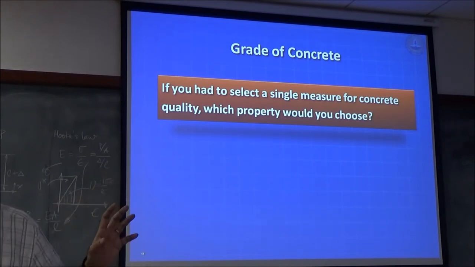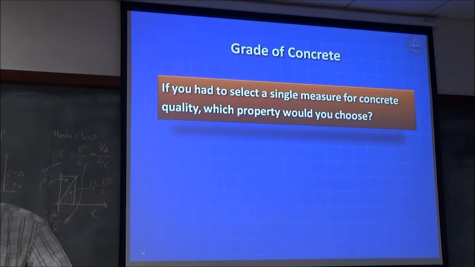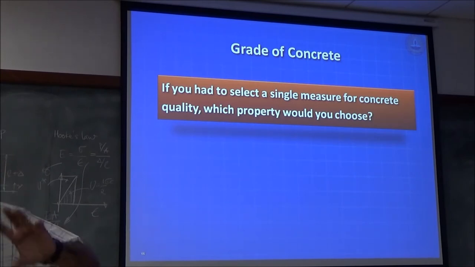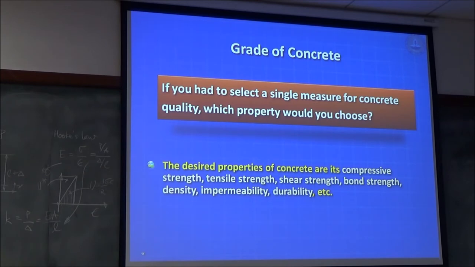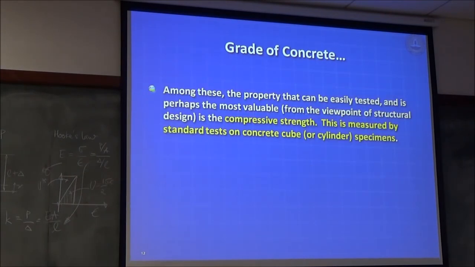Likewise, concrete has many desirable properties. But you want to make a quick assessment of the overall quality of concrete, and they must be more or less correlated to this fundamental concrete property. Which property? Another thing, if you want to quickly test, you must be able to test it easily also. So what's the one measure of quality of concrete? Compressive strength. And that's its greatest strength. So yes, the desired properties of concrete are its compressive strength, tensile strength, shear strength, bond strength, density, impermeability, durability, etc. But among these, the property that can be easily tested and is perhaps the most valuable for the point of structural design is compressive strength.